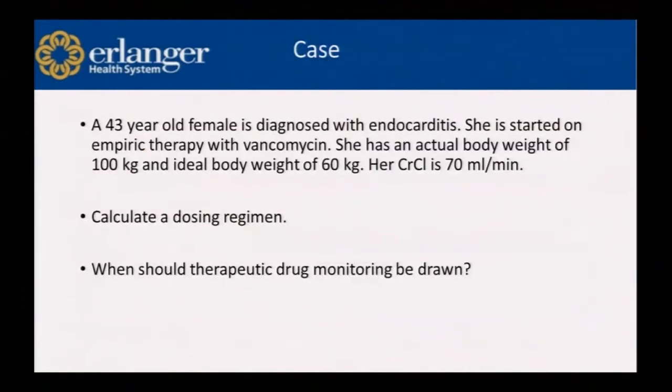So now I'd like to walk through a case with all of you. Here we have a 43-year-old female who is diagnosed with endocarditis. She's started on empiric therapy with vancomycin. She has an actual body weight of 100 kilograms and an ideal body weight of 60 kilograms. Her creatinine clearance is 70 mL per minute. So what dose would you like to give her? I won't make anyone do math. You can just tell me 10 mg per kilo or whatever you think.